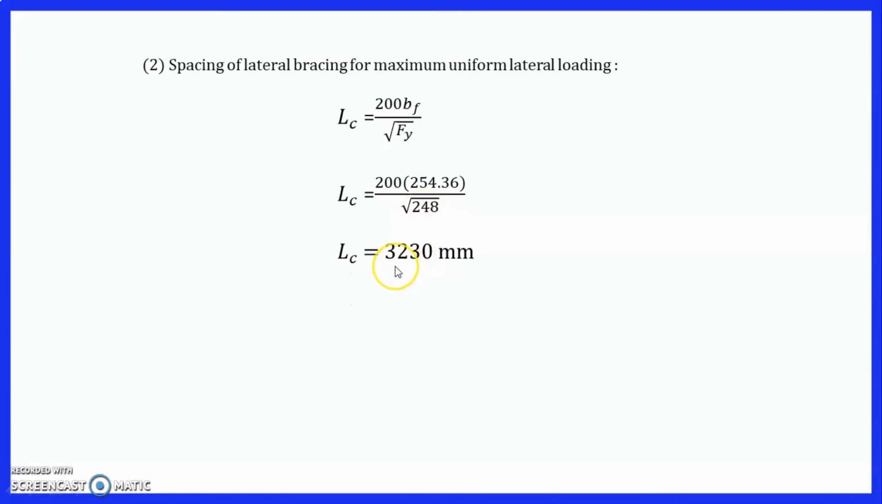So we have 3,200 millimeter, or we have to use the distance of 3.23 meter for our spacing of lateral bracing for maximum uniform lateral loading. Now let's proceed to number 3. So we need to find the maximum uniform lateral loading.